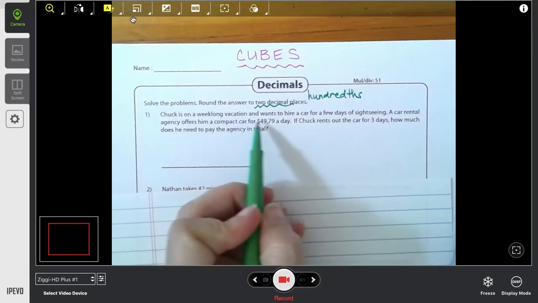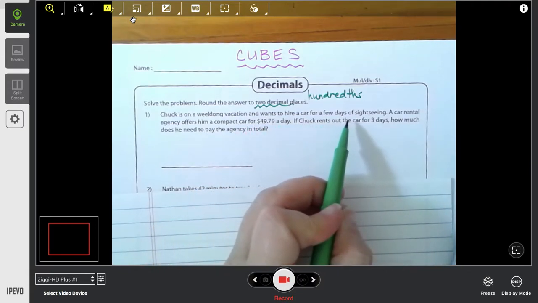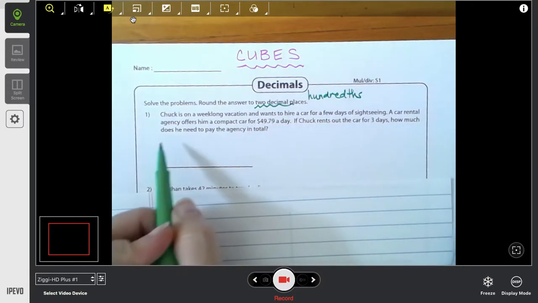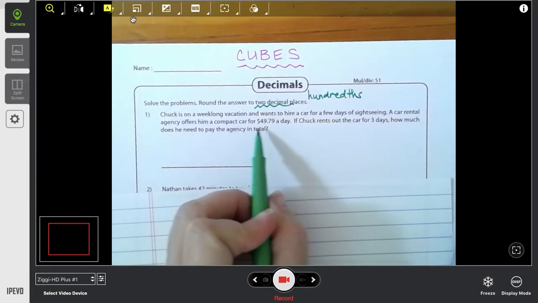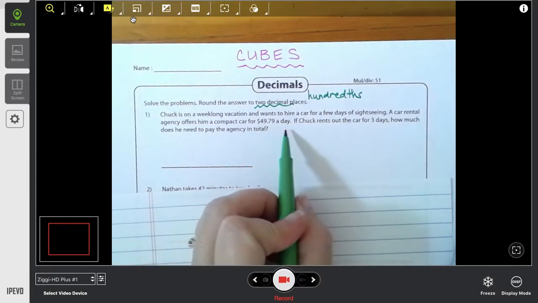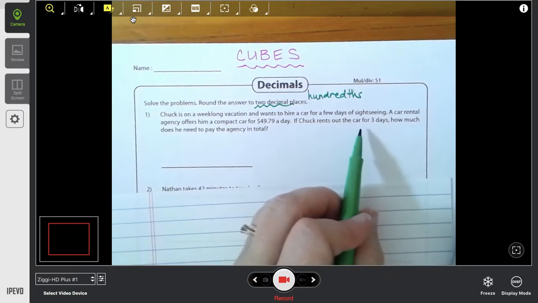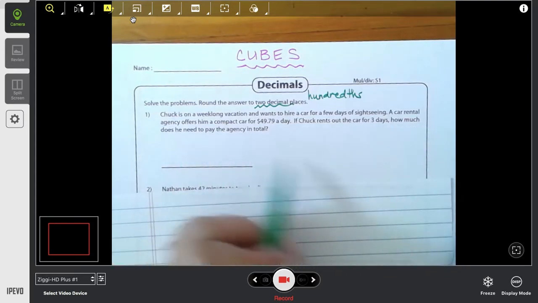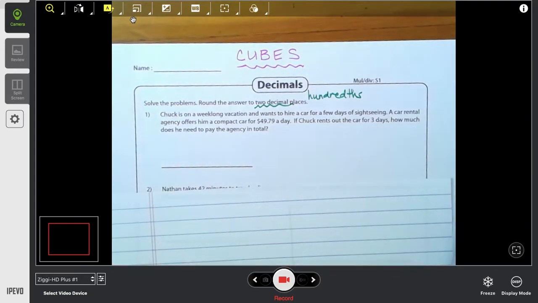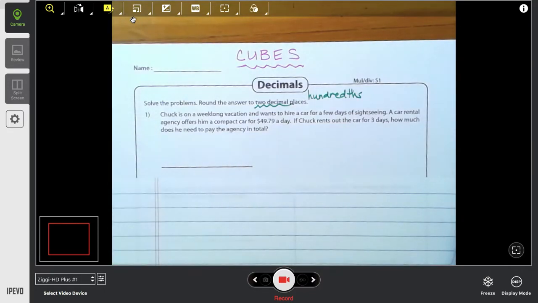Chuck's on a week-long vacation and wants to hire a car for a few days of sightseeing. A car rental agency offers him a compact car for $49.79 a day. If Chuck rents out this car for 3 days, how much does he need to pay the agency in total? Okay, so I read it through one time. I know he's on vacation. He's renting this car for 3 days. He has a price for each day, so we have to figure out the total.